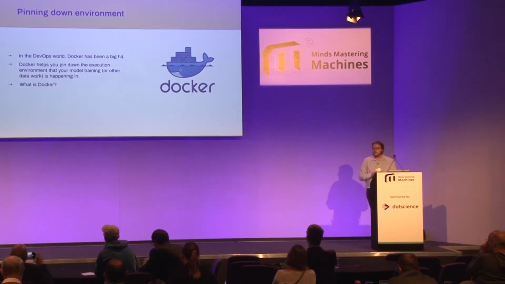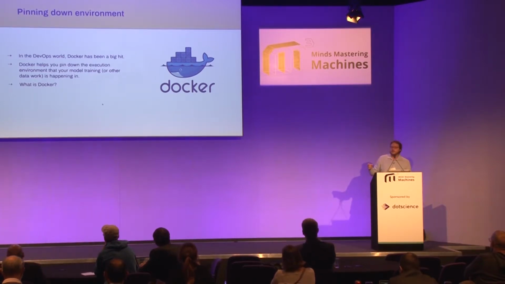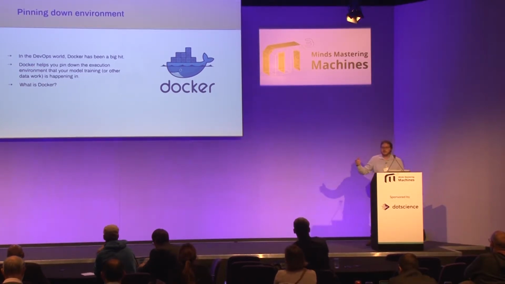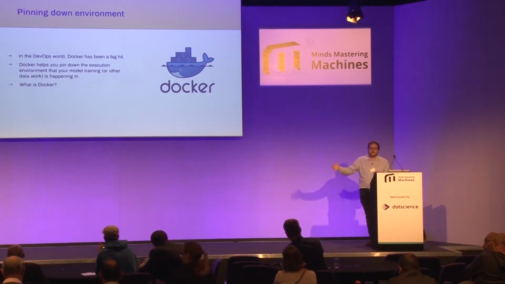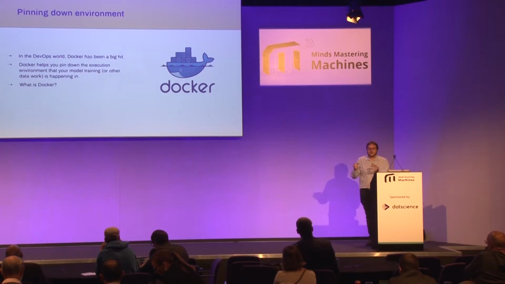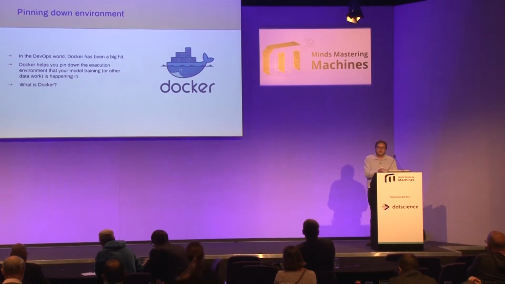Docker is very popular in the DevOps world as a way of pinning down the environment. And so you can build a Docker image, and I know this has come up in some other talks here as well. You can create a Docker image that has an exact version of TensorFlow and Jupyter or whatever tools you're using, and then you can always come back to that image later if you need to work on the model again in the same environment that you did initially.